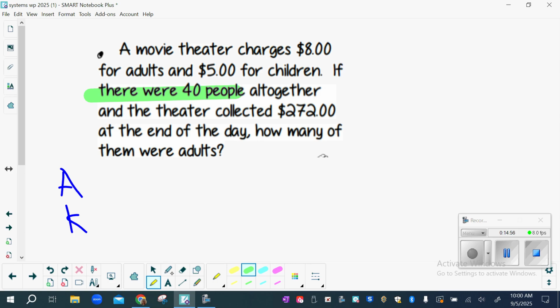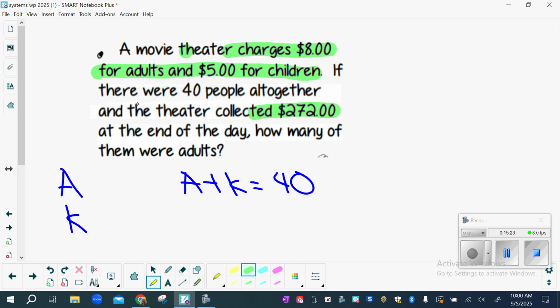So here's our first equation. Adults plus kids equals 40 people. But now I want to know what everything's worth. And here's what it is. And here's what's kind of tricky. They split it up. We got $8 for adults, $5 for kids, and they're going to bring in $270. So do you see how they kind of made it tricky? Because they split it up. So use that information to write me a second equation.